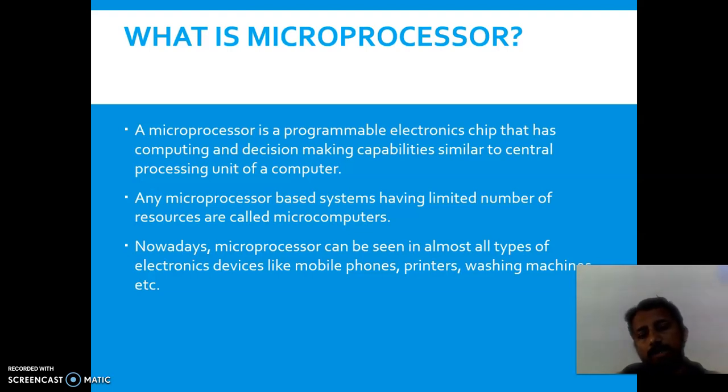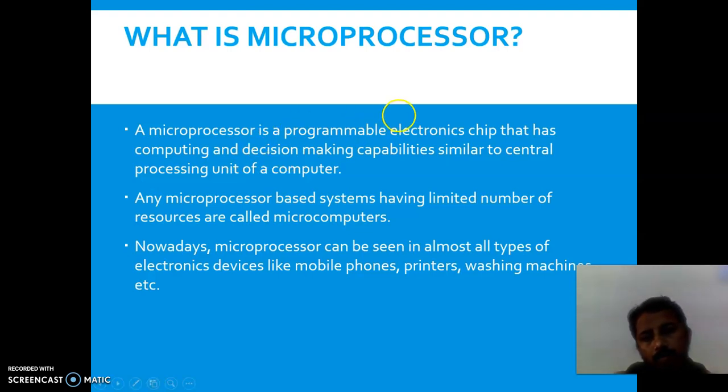Now, as per the definition, it is a chip that has computing and decision making. These are the two things we need to highlight. The first one is computing. The second one is decision making.